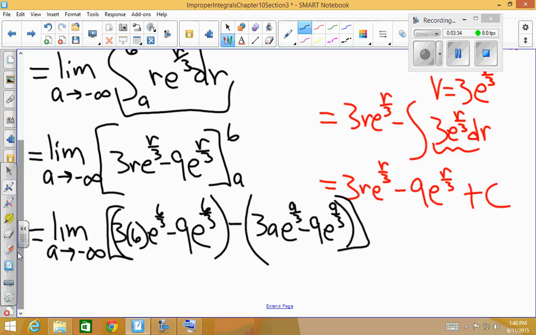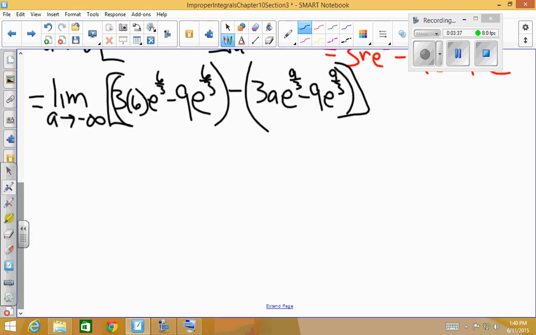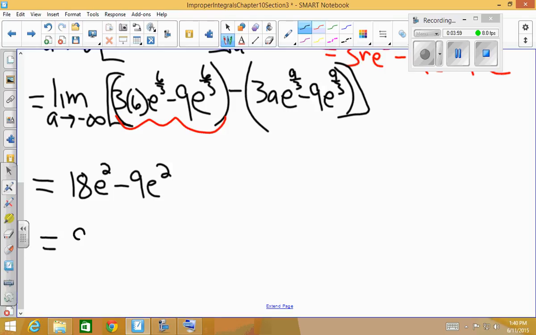And we start to evaluate this out. Notice that everything in this term is a constant. So when you take the limit, nothing's going to happen. We could just simplify that sum. 3 times 6 is 18. 6 divided by 3 is 2. So we get 18e squared minus 9e squared, or 9e squared is what we have. On the second term, however, we really have to do some work here to evaluate that limit. a is getting closer to negative infinity.